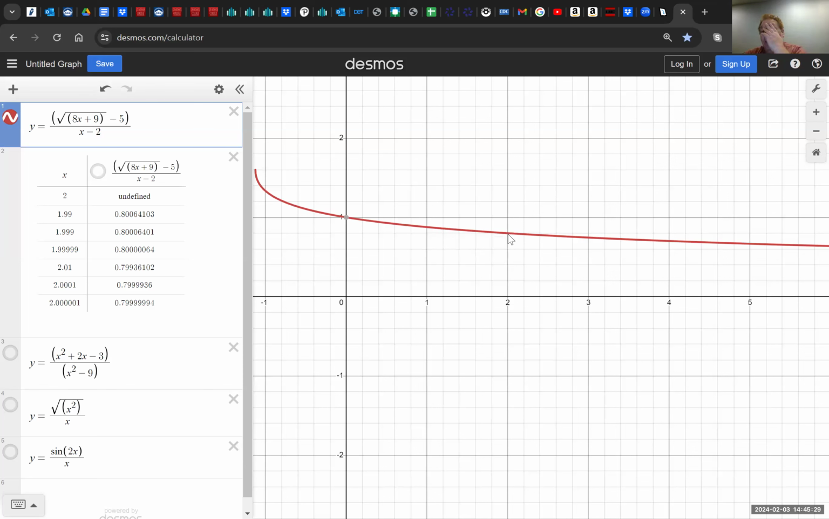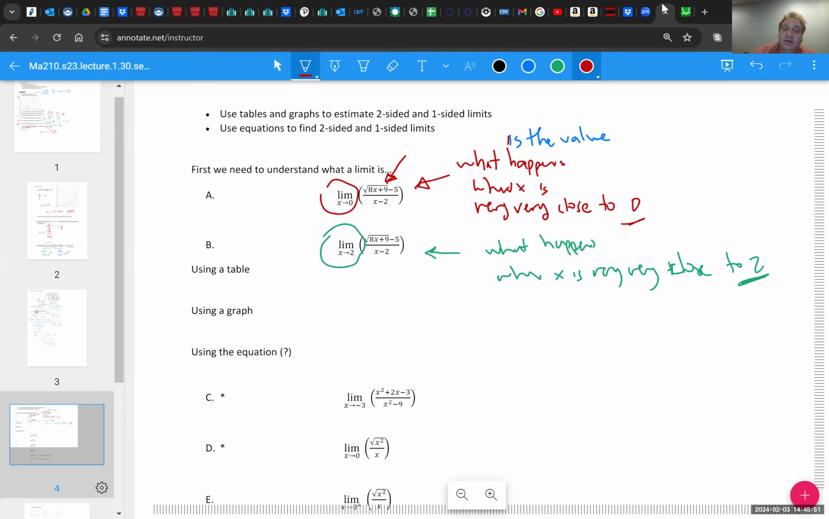So even though there's a hole in the graph, even though it's undefined at x equals 2, we know that when x is very, very close to 2, the y value is very, very close to 0.8. And so we say the limit, when x is very, very close to 2 or infinitesimally close to 2, the y value is approximately 0.8. All right, so let's go back to my lecture notes here.